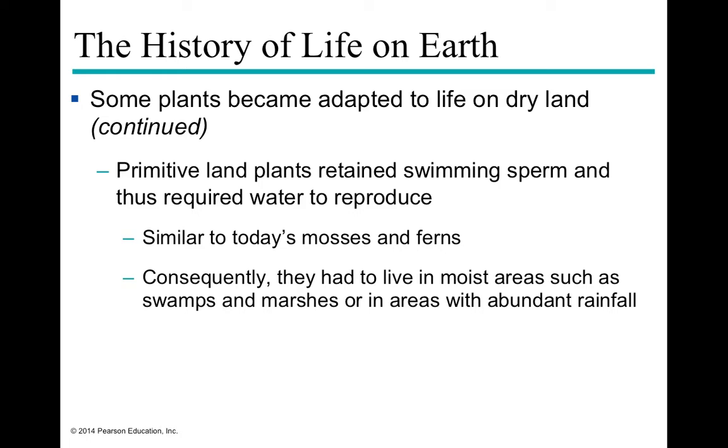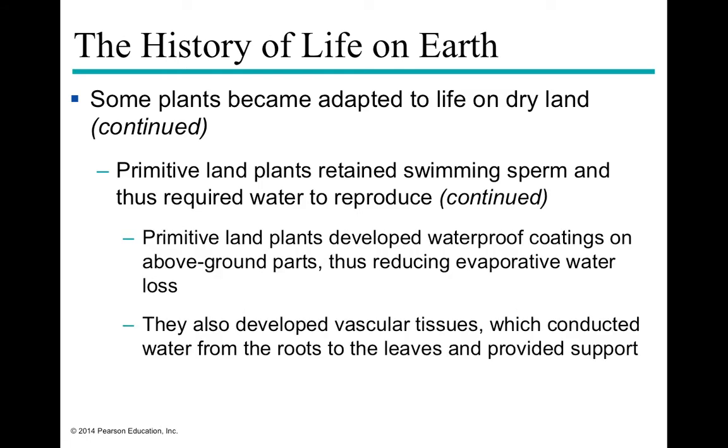If you could picture something like today's mosses and ferns, where they have to maintain moist areas or areas of abundant rainfall in order for their swimming sperm to be able to reach eggs and reproduce. Eventually, primitive land plants developed waterproof coatings on the parts that were above ground, meaning that they had a reduction in evaporative water loss. They also had something called vascular tissues.